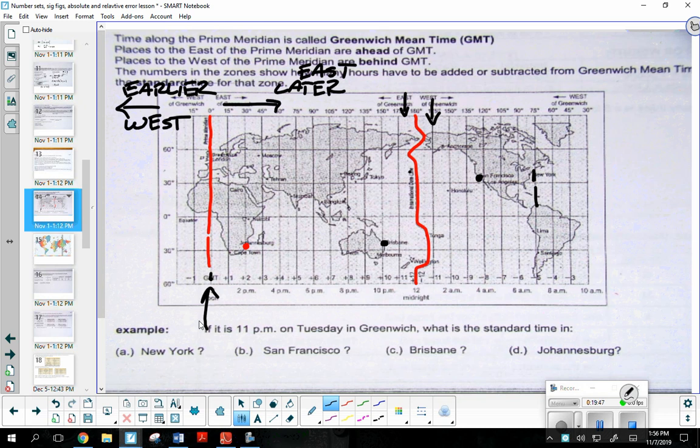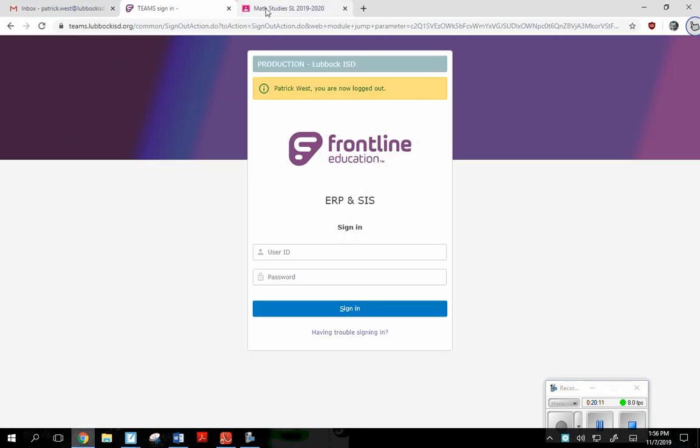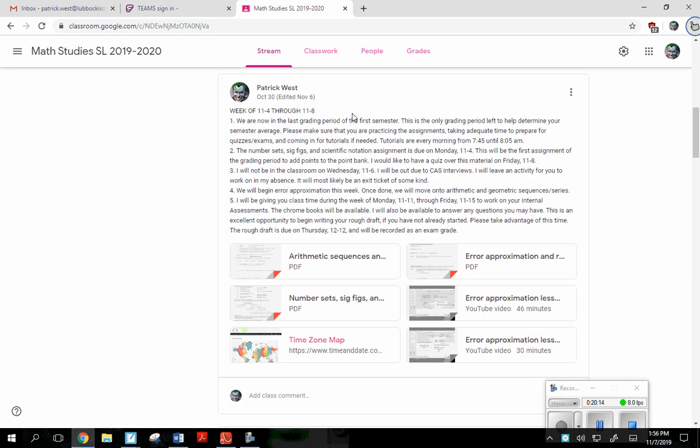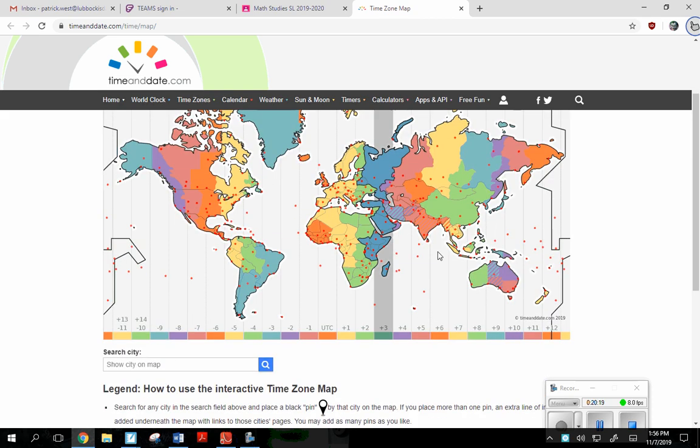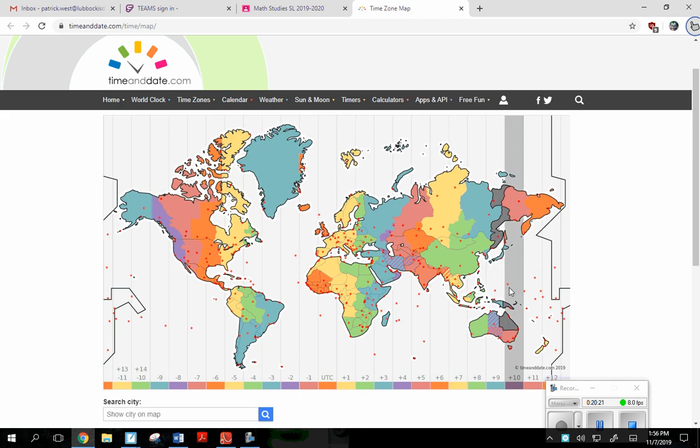We want to ultimately ask, okay, if it's 11 p.m. on Tuesday in Greenwich, what's the standard time in New York, San Francisco, Brisbane, and Johannesburg? Well, instead of going through this, because we know that certain time zones aren't going to be just the one full hour, what I did, if you go to your Google Class page and scroll down to this current week, I put a link on there that takes you to the map that I gave you, and it's an interactive map.